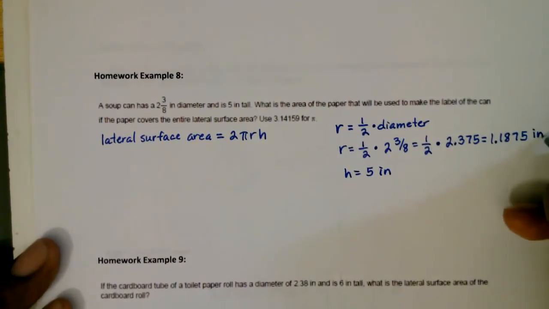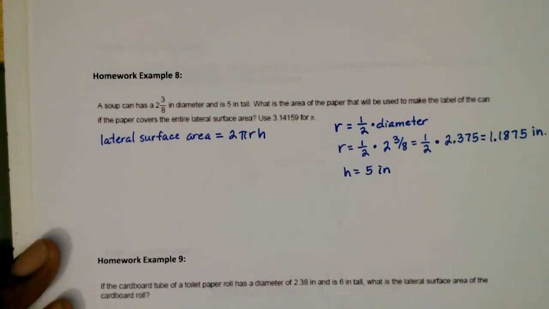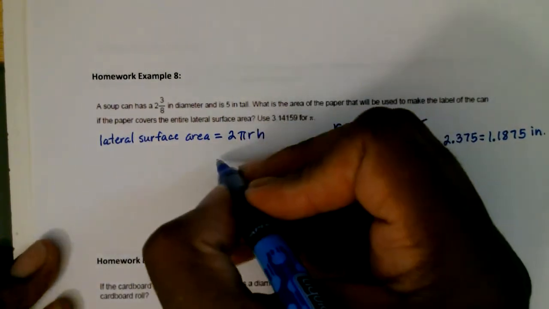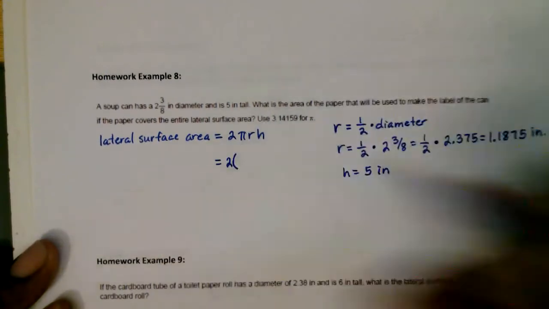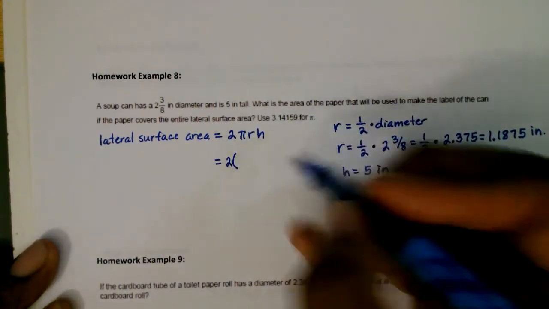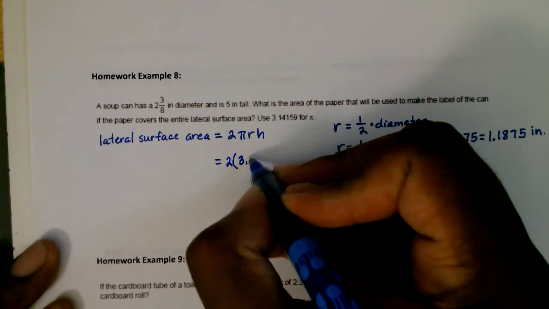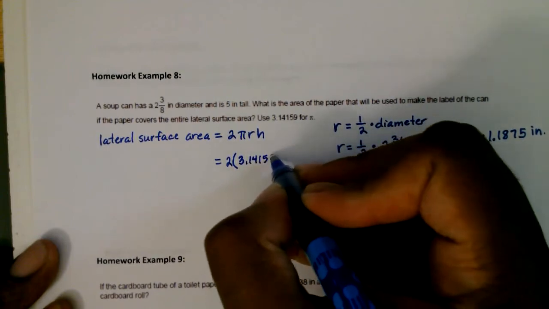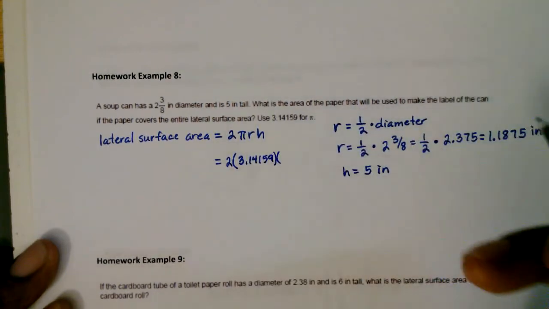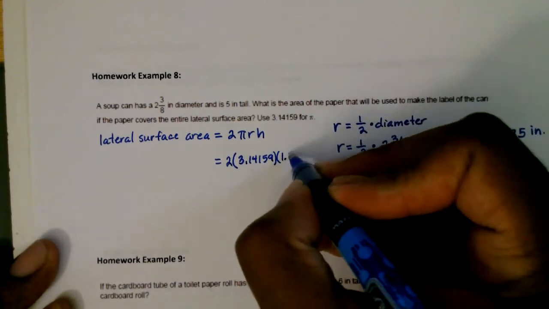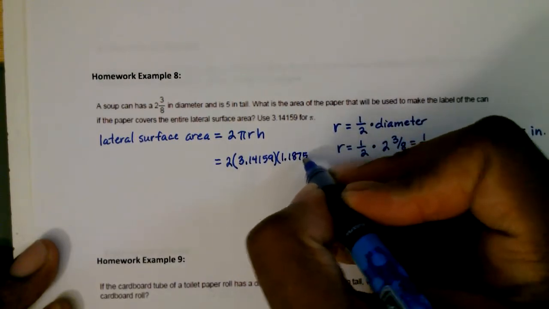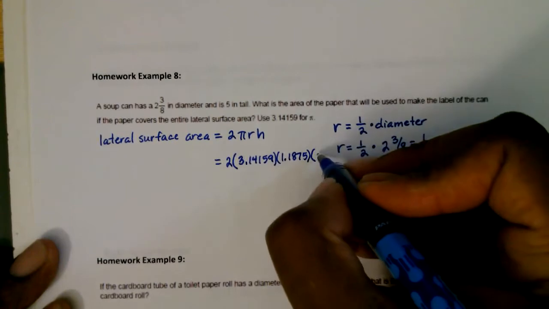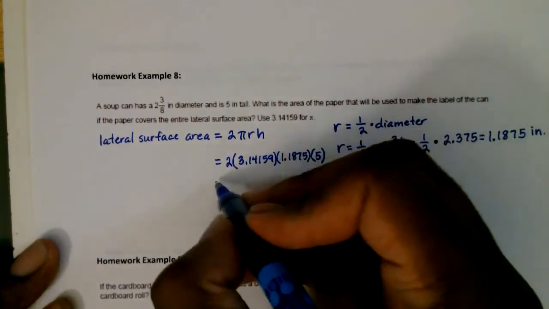And I'll go ahead and add the units here as well. All right, so now my lateral surface area will be this: 2 times, I'm going to use 3.14159 for pi, times the radius, which was 1.1875, times the height, which is 5.